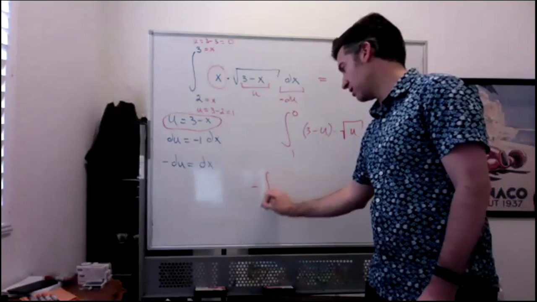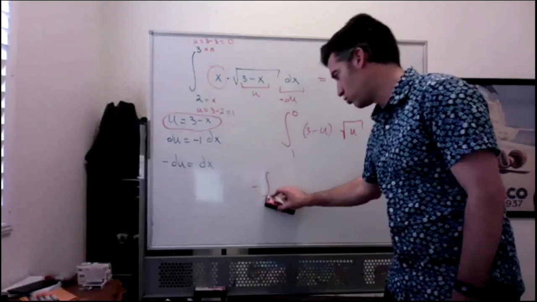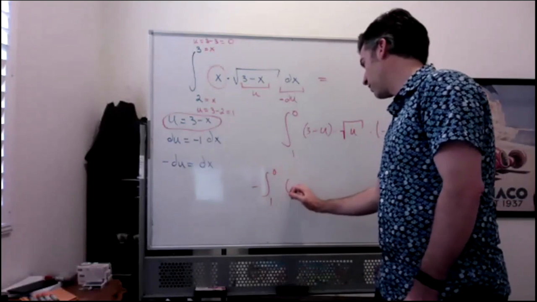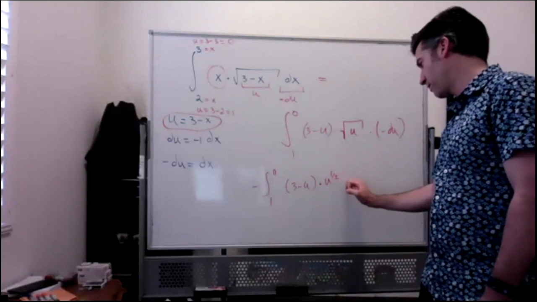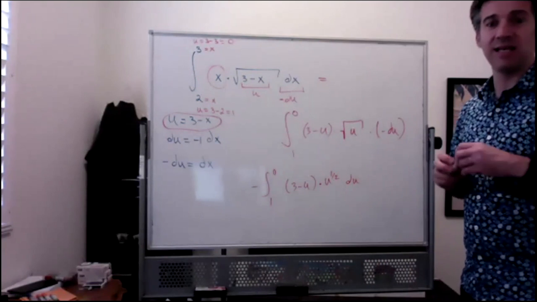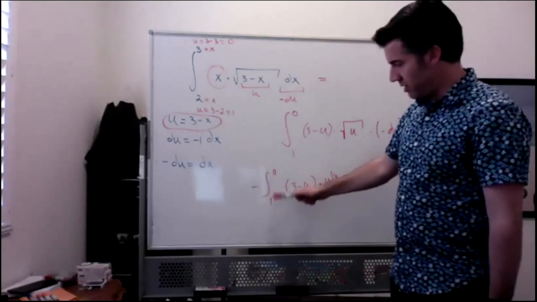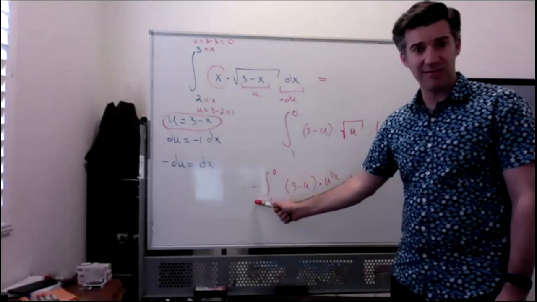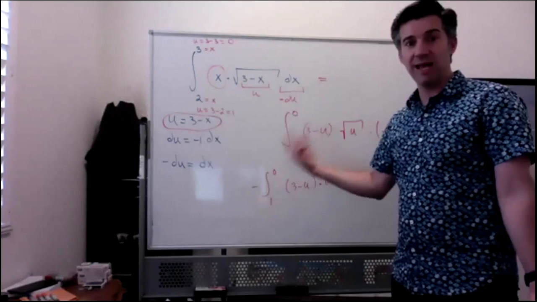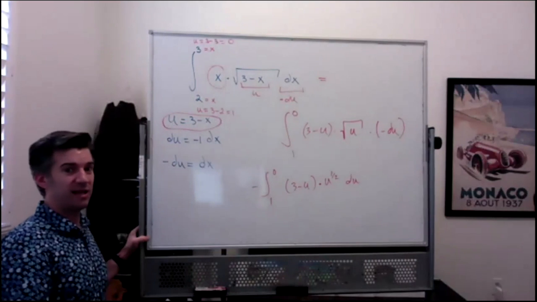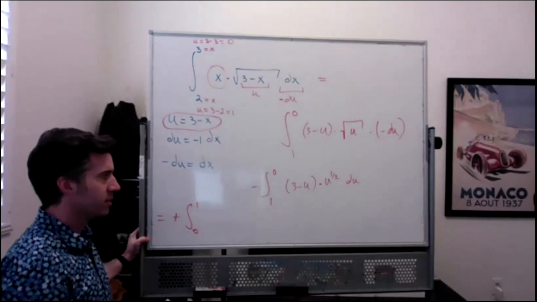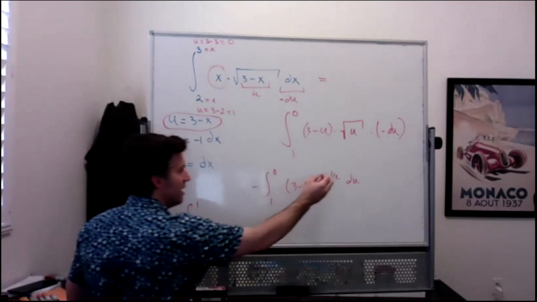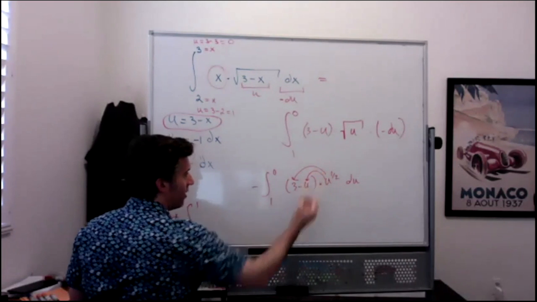So I'm going to have minus the integral from 1 to 0 of 3 minus u times the square root of u, which is u to the 1/2. And now a really nice thing happens, and this happens a lot. These are out of order, but I have a minus sign. And if I want to change the order, that's going to make it a negative. But a negative of a negative is a positive. So I can get this the way I want it to be and eliminate the negative sign all in one fell swoop. I get positive integral from 0 to 1. And then for my integrand, I have to distribute this u to the 1/2 before I can integrate.